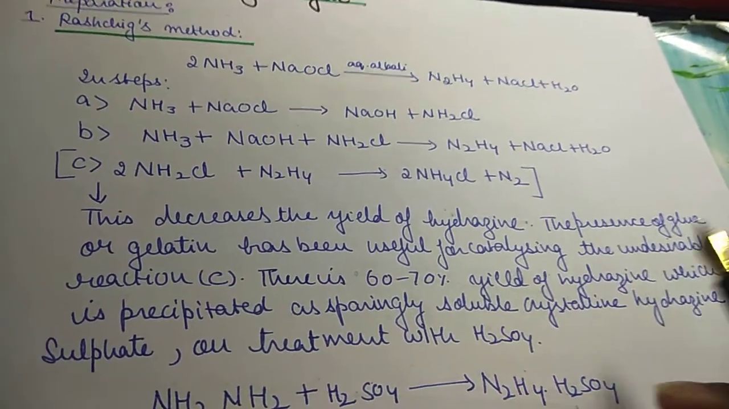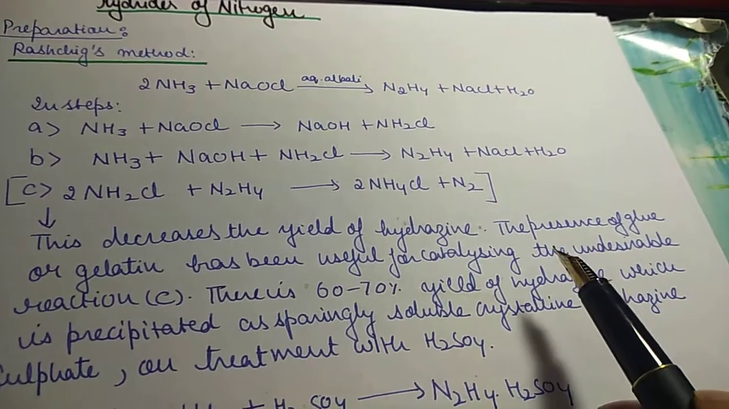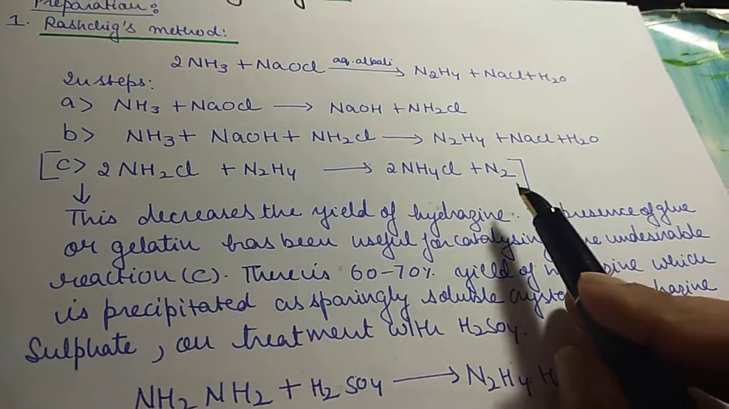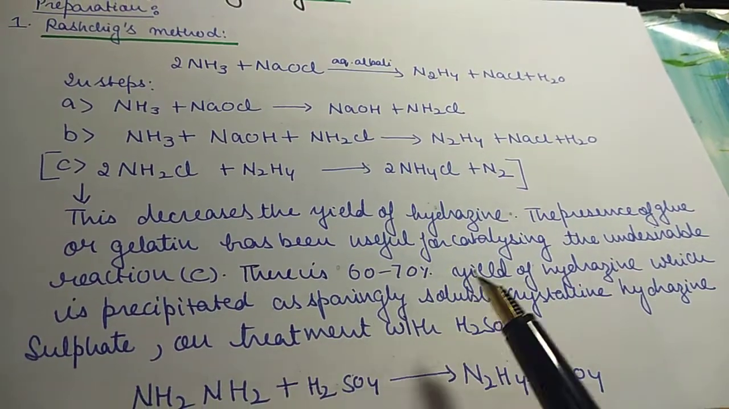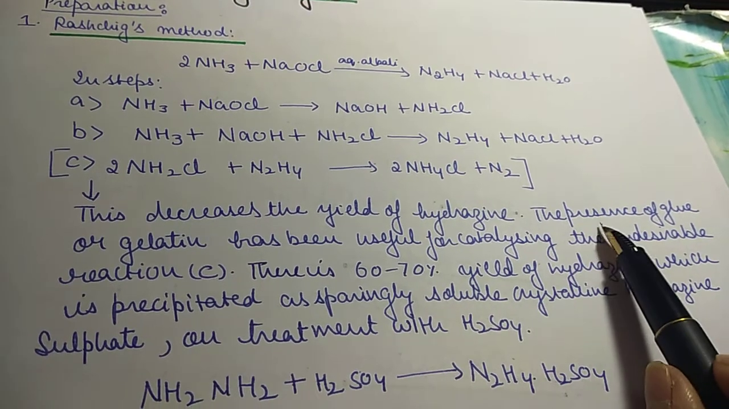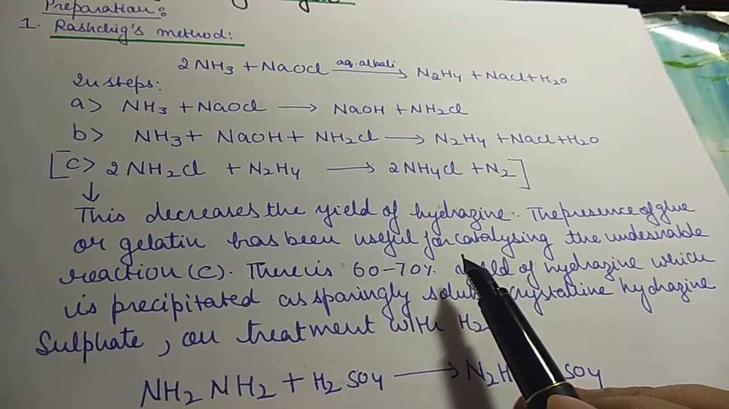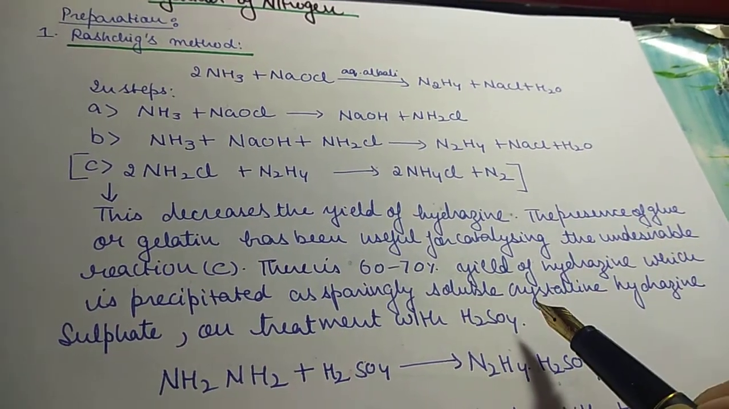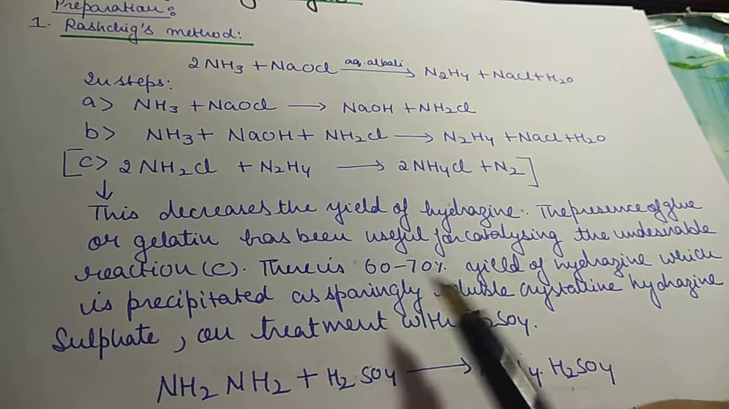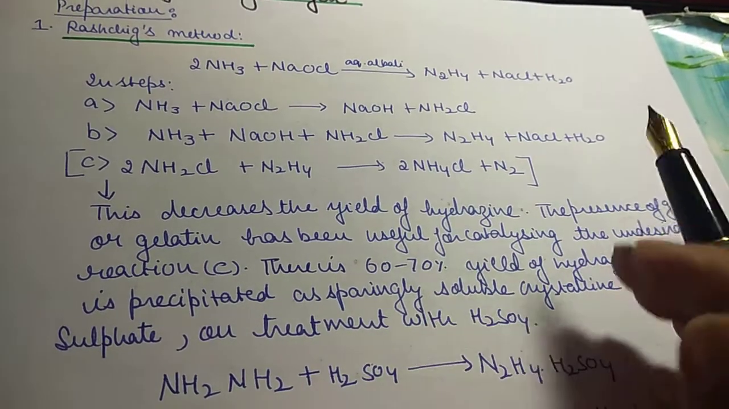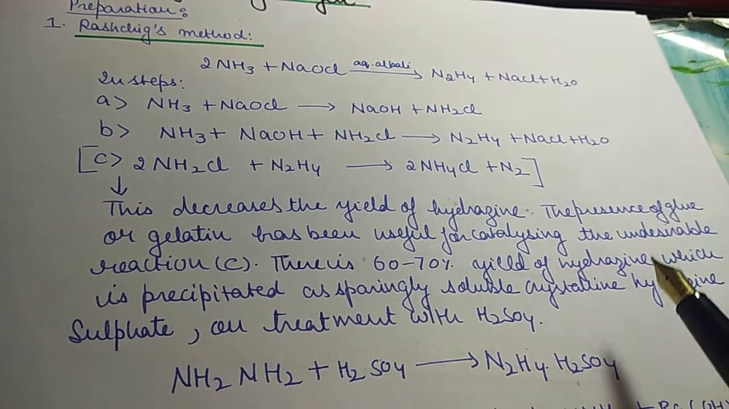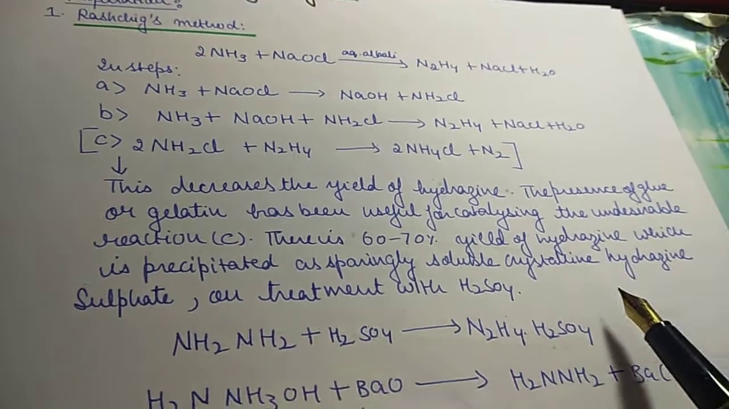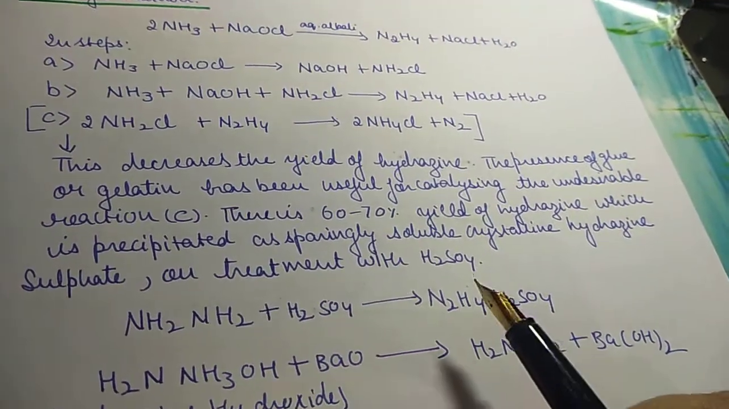So what do we do to prevent it? The presence of glue or gelatin has been useful for preventing the undesirable reaction. If there is no gelatin or glue, then this undesirable reaction is more likely to take place. By this method there is 60 to 70% yield of the hydrazine, which is precipitated as sparingly soluble crystalline hydrazine sulfate on treatment with H2SO4.